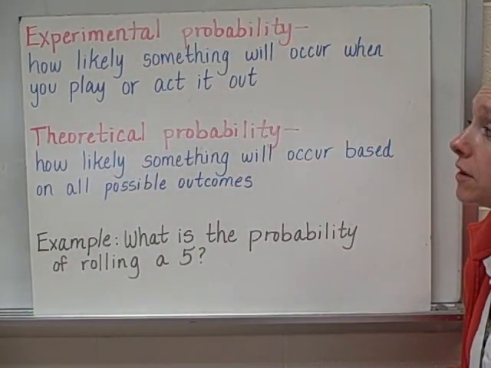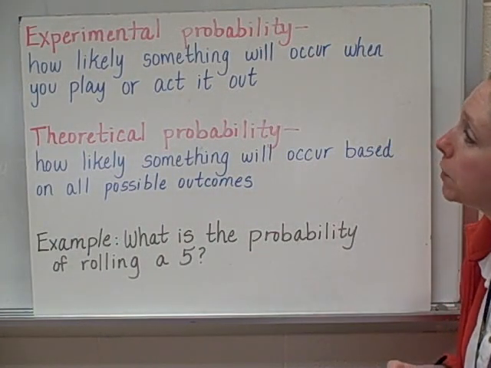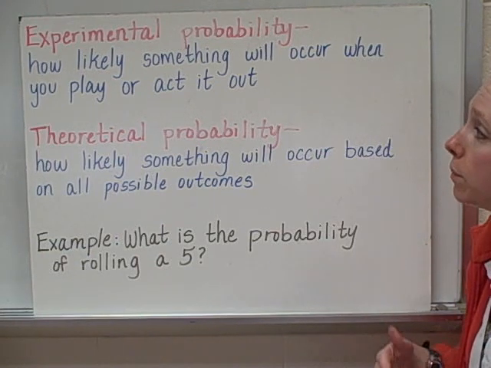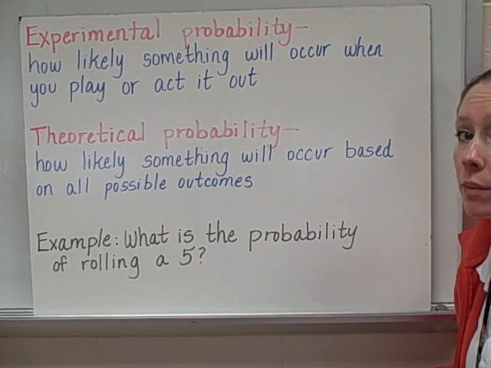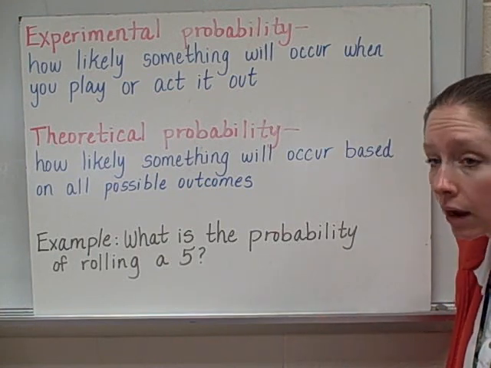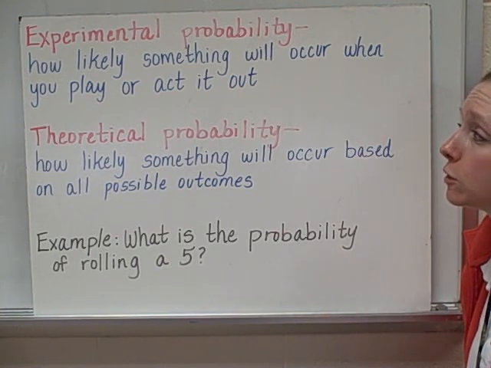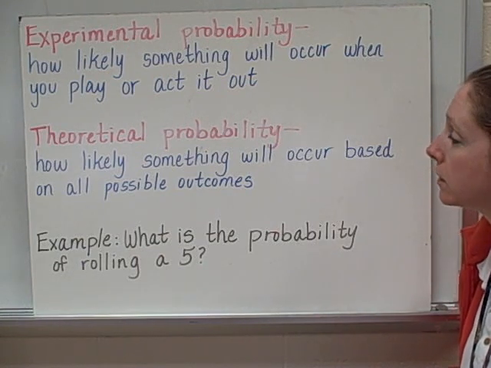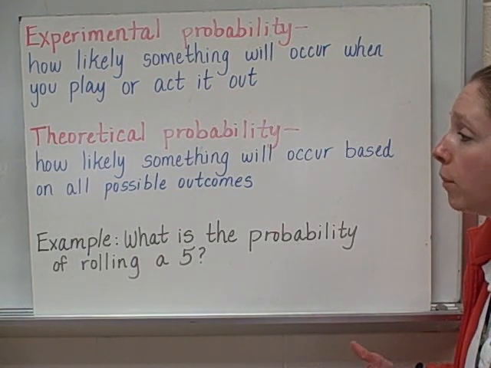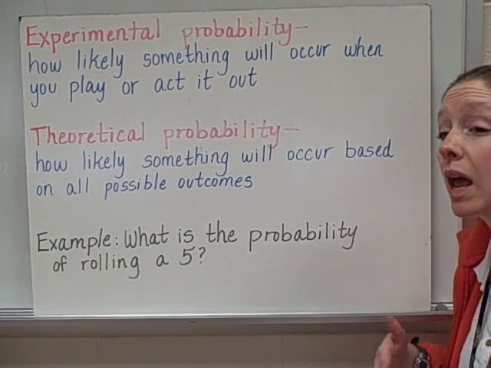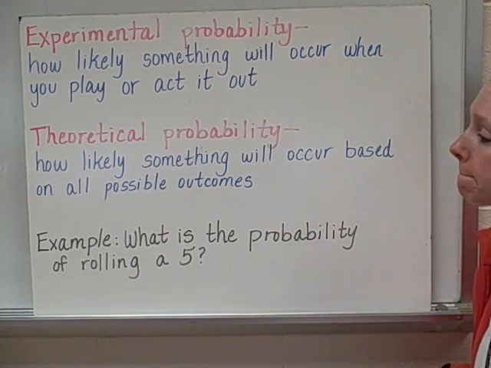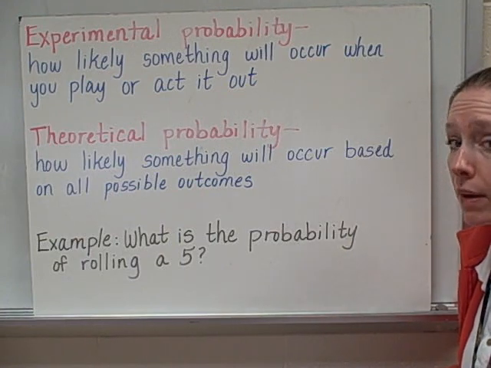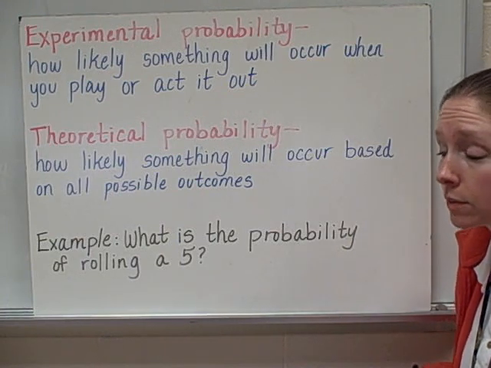Okay, 2 different definitions, guys, are important. Experimental probability is how likely something will occur when you play or act it out. So when we actually play the game or act it out, that's when we get the experimental probability. Theoretical probability is how likely something will occur based on all possible outcomes, if we think about everything that could possibly happen. Sometimes experimental and theoretical probability may be the same, but sometimes not.